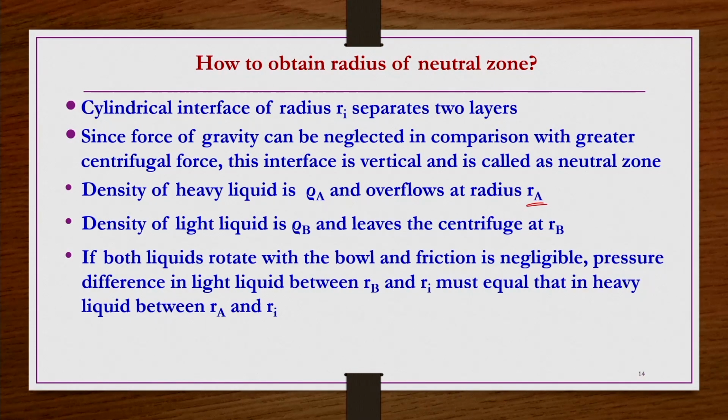If both liquids rotate with the bowl and friction is negligible, the pressure difference in the light liquid between Rb and Ri must equal that in the heavy liquid between Ra and Ri. This is because we need to know the pressure distribution in a centrifugal field in order to do these calculations. What we have done, we have previously derived dP by dr equals rho omega square r. Okay. So, in order to have this neutral zone be stable, Pi minus Pb should equal Pi minus Pa, where Pi is the pressure at the interface or neutral zone, and Pa and Pb are the pressures in zone A and zone B respectively.